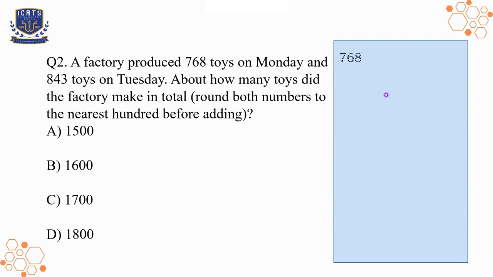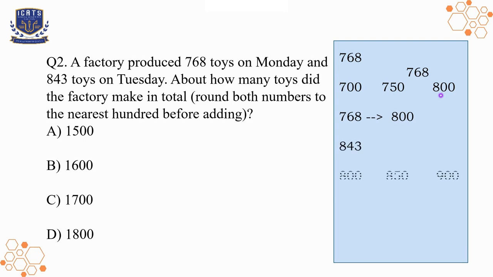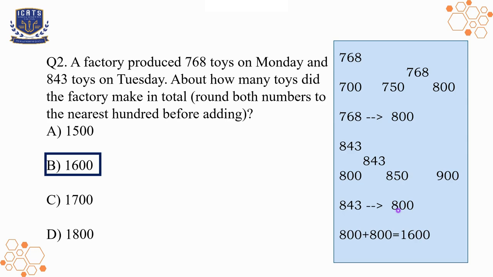So our first number is 768. We will see where it lies. It lies between 700 and 800. So we will see, is it before 750 or after 750? As it is after 750, 768 will be rounded to 800. Now our next number is 843. It lies between 800 and 900, but it comes before 850, so it will be rounded towards 800. Now we have to add these two numbers. So 800 plus 800 is equal to 1600. So our answer is option B here.